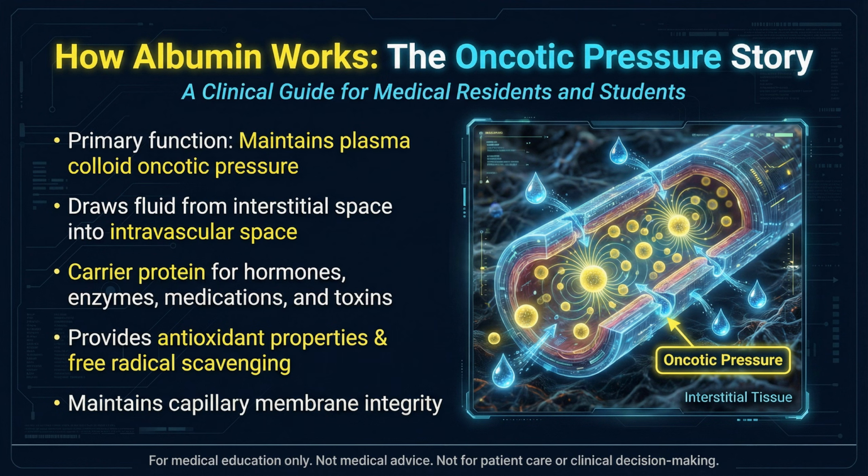Its primary and most well-known function is to maintain colloid oncotic pressure. Think of it as a sponge in your bloodstream. It draws fluid from the surrounding interstitial space back into the intravascular space, helping to maintain blood volume. Beyond that, it's a crucial carrier protein transporting hormones, enzymes, and medications. It also has antioxidant properties and helps maintain the integrity of our capillary membranes.